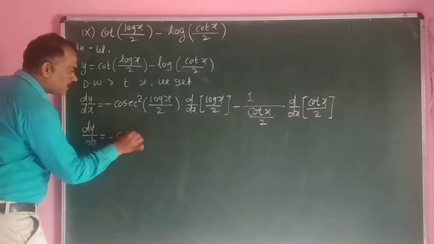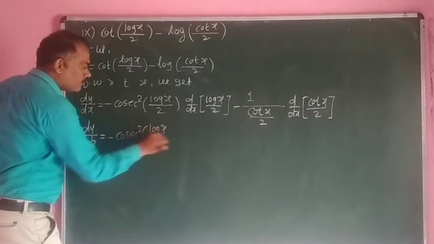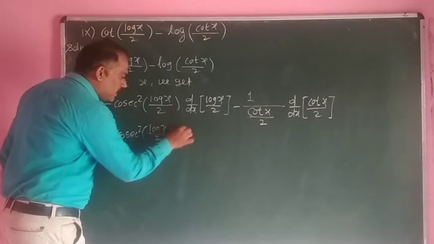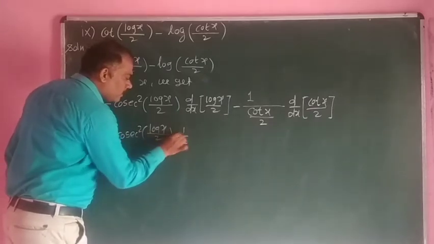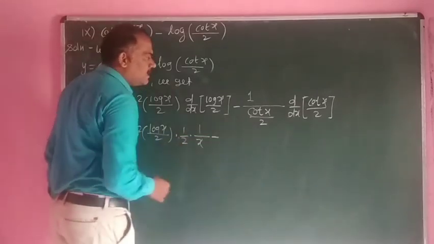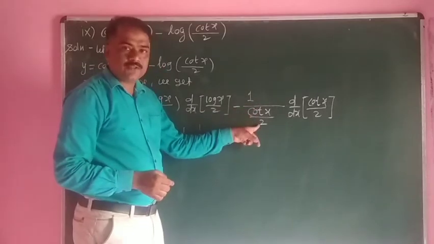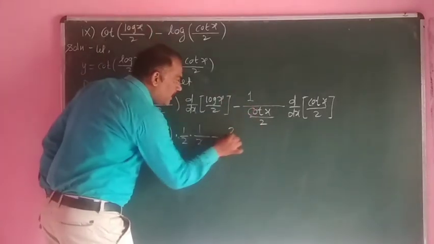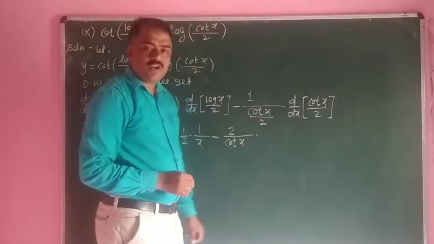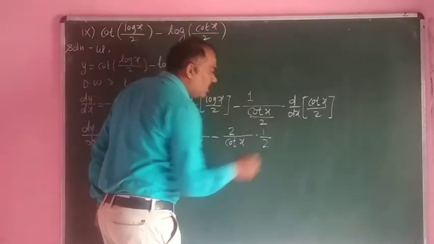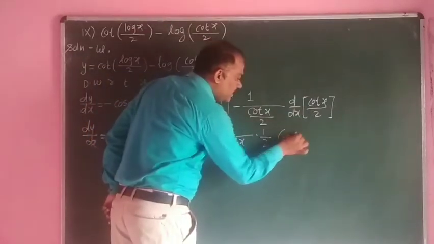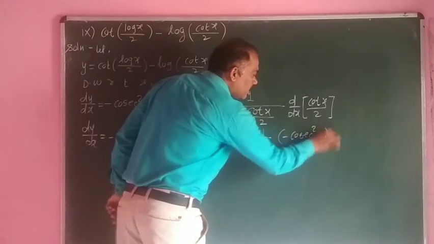So dy by dx is equal to minus cosec square of log x by 2. Here 1 upon 2 is a constant, so we take it outside, 1 upon 2 into the derivative of log x, which is 1 upon x, minus 1 upon cot x by 2, which must be written as 2 divided by cot x. Here also 1 upon 2 is a constant, taken outside, into the derivative of cot x, d dx of cot x, which we know is minus cosec square x.